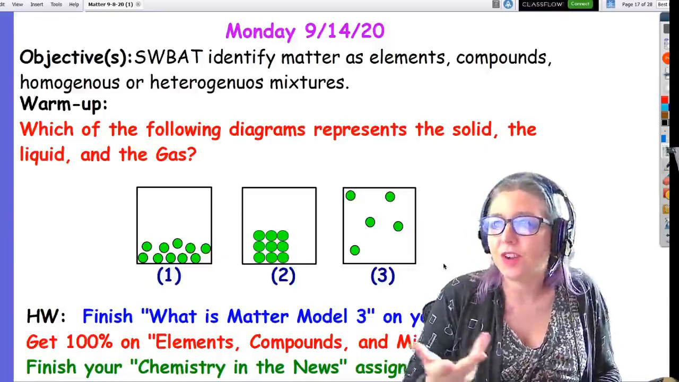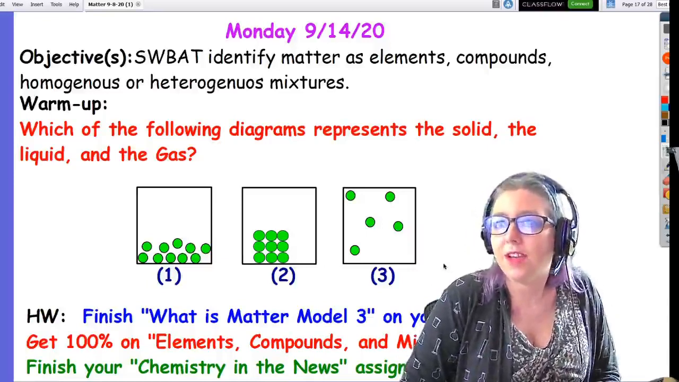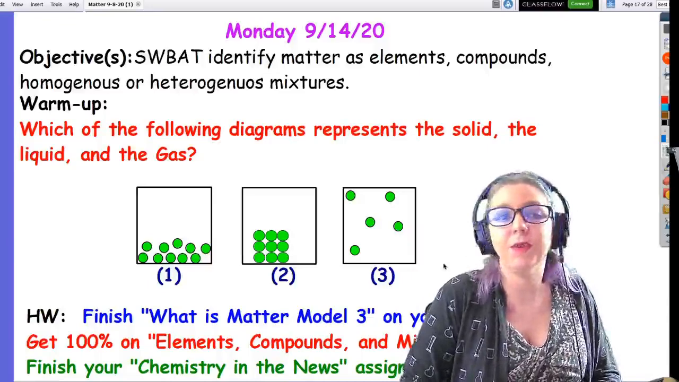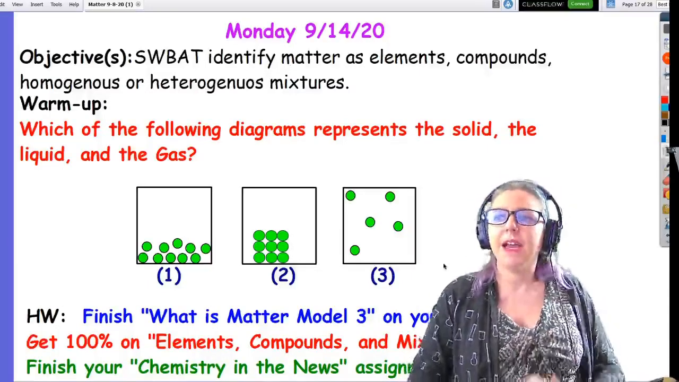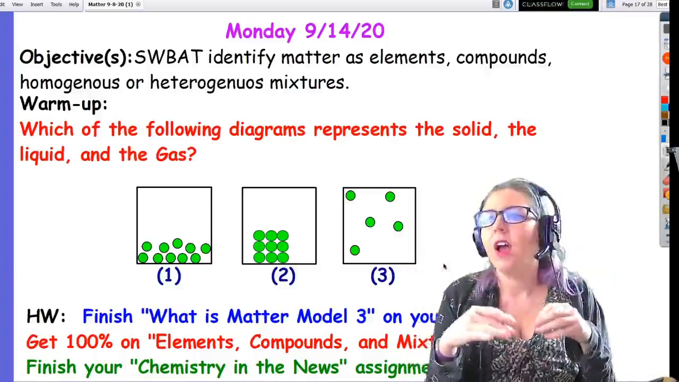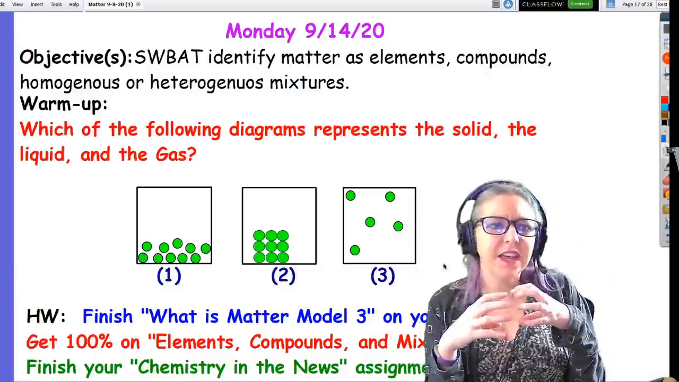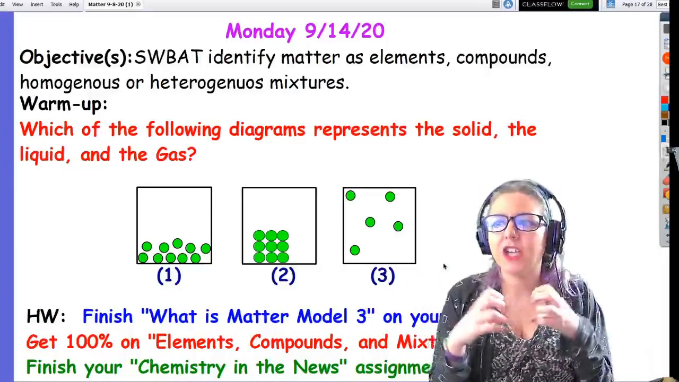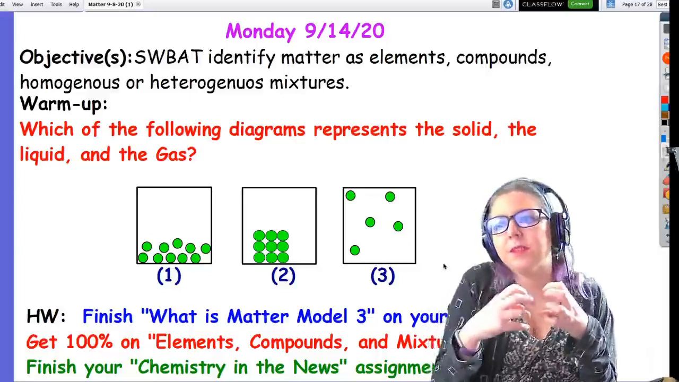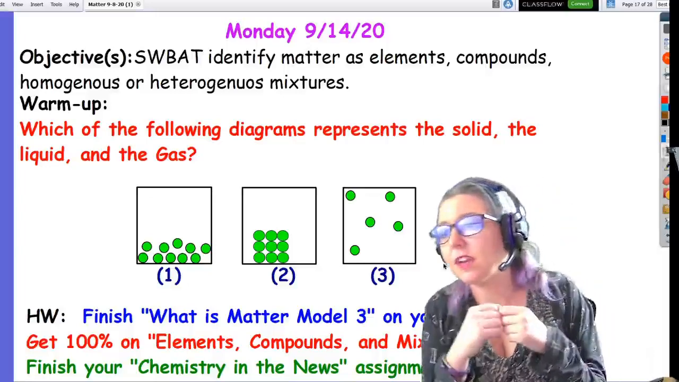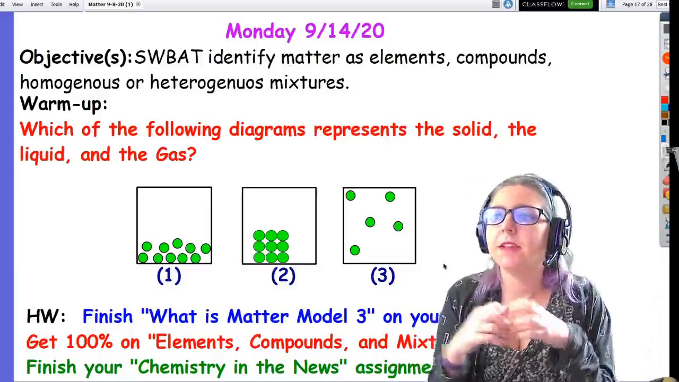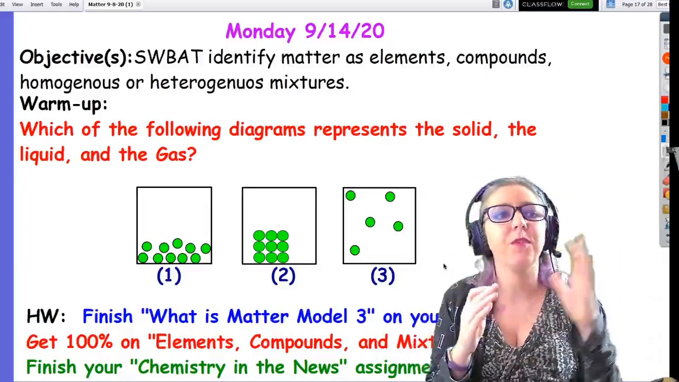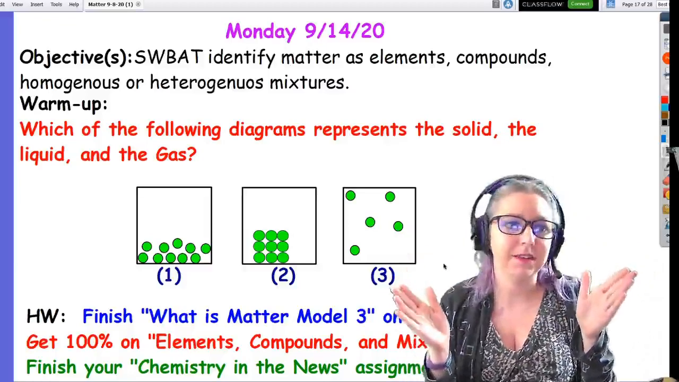So first we start off with the warm-up. Which of the following diagrams represents the solid, the liquid, and the gas? Number one was our liquid. My atoms or molecules, my circles, are rather close-ish together, but they're not actually touching. Some of them are. Actually, none of them are in this photo. Sometimes they can touch as a liquid, but they're pretty close together and they go from one side of the box to the other side of the box.